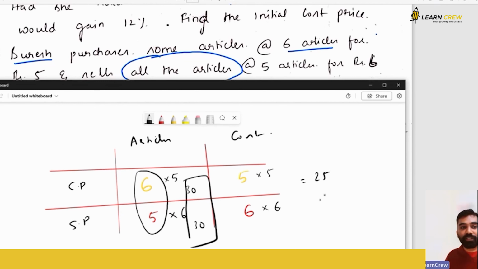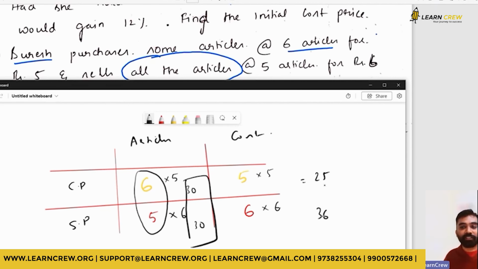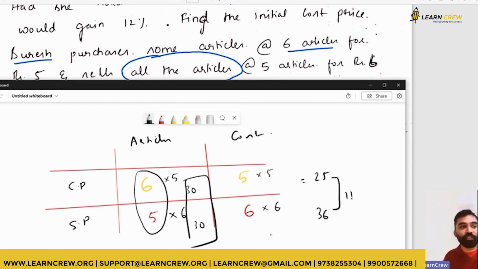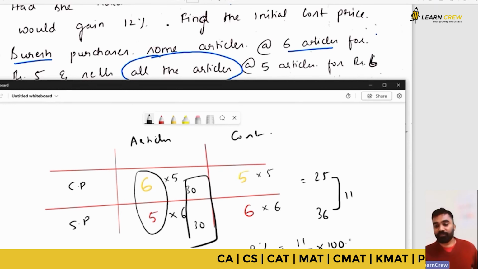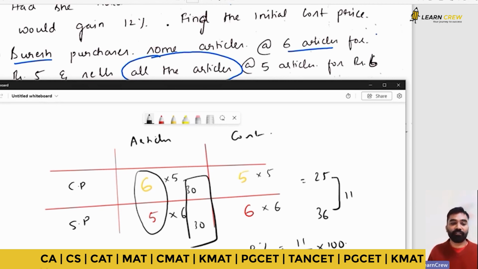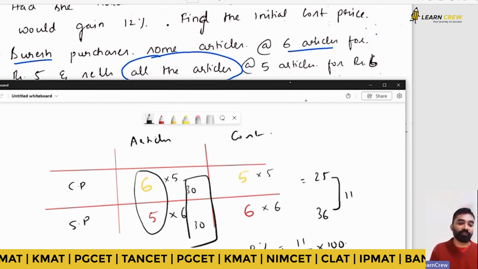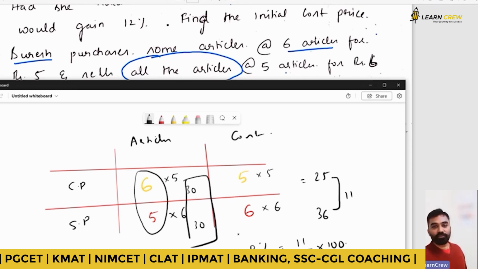What is your buying price? 25. What is your selling price? 36. What is the change in cost? 11. So now you can calculate profit percent: 11 divided by 25 into 100. Fine. This is going to be the method that you follow whenever they ask about articles at the rate of. Clear? Vishnu, Surya.